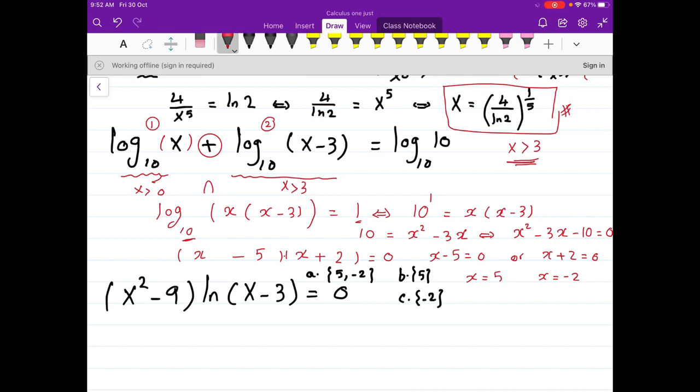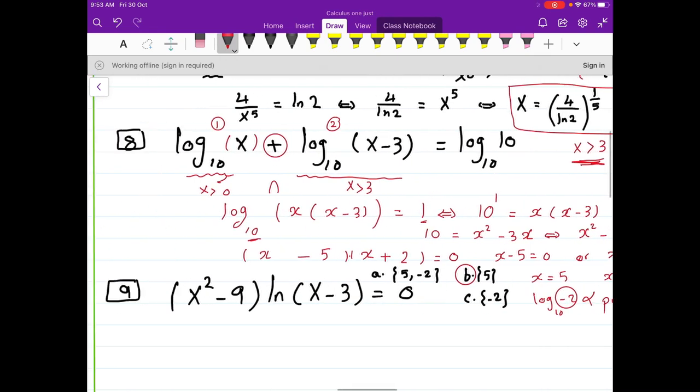Be careful, we have x must be greater than 3. So this answer will be rejected, and we take 5. So, what is the correct answer? B. That means if you substitute minus 2 in the equation, it does not hold. You get log of minus 2 for the base 10, and it is undefined, since this number is negative.